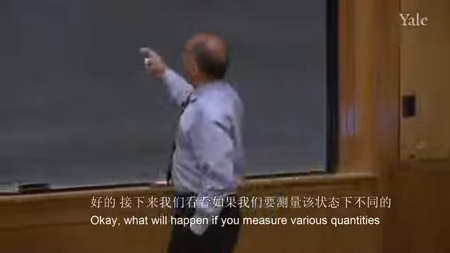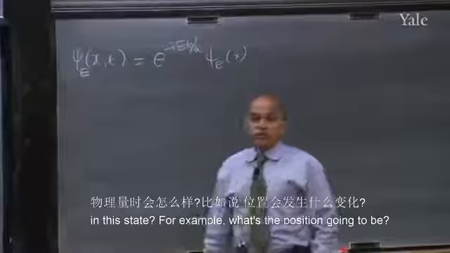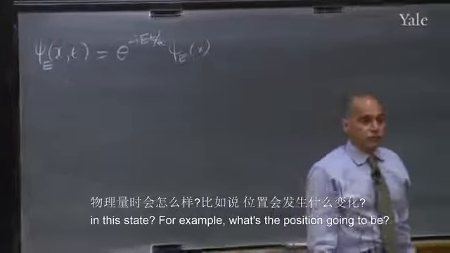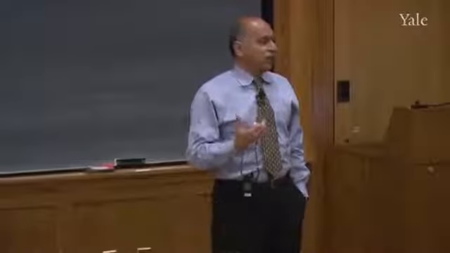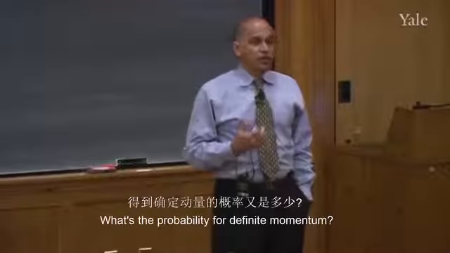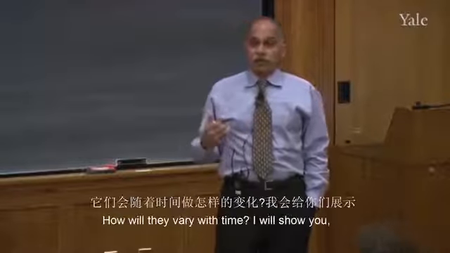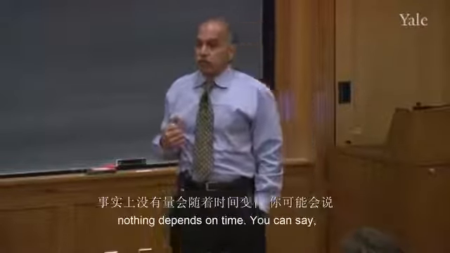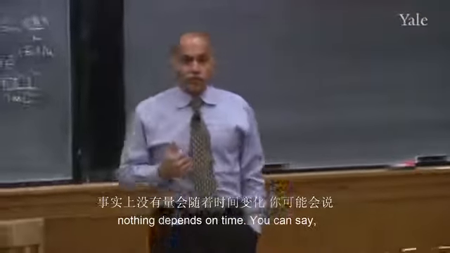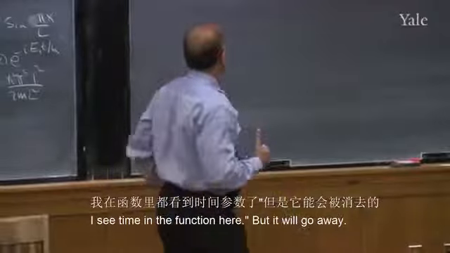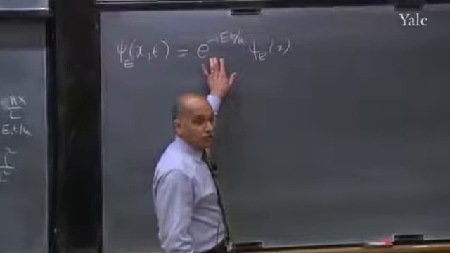Okay. What will happen if you measure various quantities in this state? For example, what's the position going to be? What's the probability for definite position? What's the probability for definite momentum? What's the probability for definite anything? How will they vary with time? I will show you nothing depends on time. You can say, how can nothing depend on time? I see time in the function here, but it'll go away.